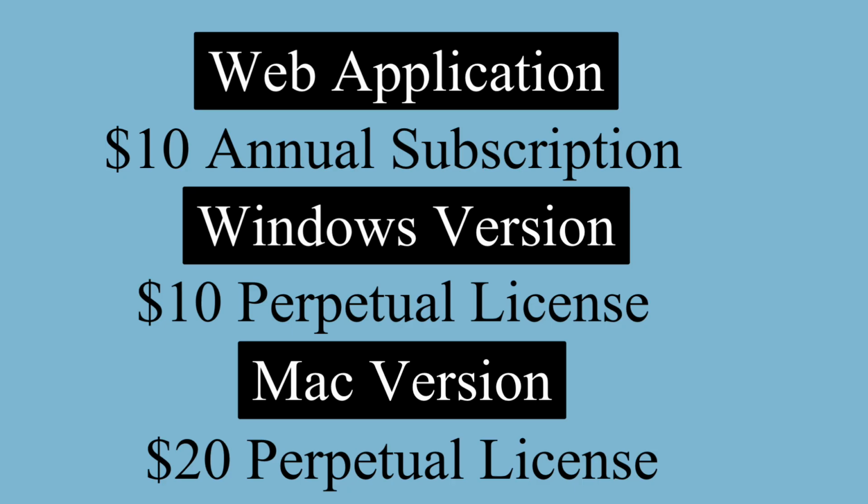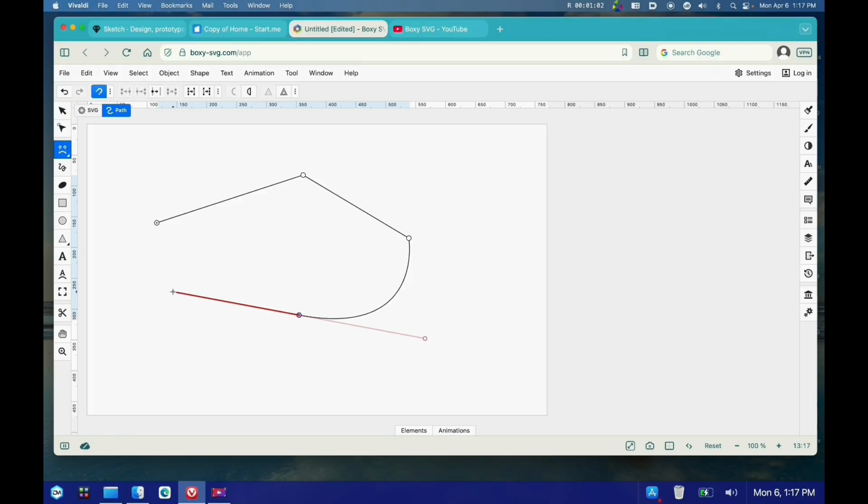The web application costs $10 annually. The Windows Microsoft Store version costs $10 as a one-time purchase, and the Mac App Store version costs $20 for a one-time purchase. There is also a free online demo version that is good for 15 days.